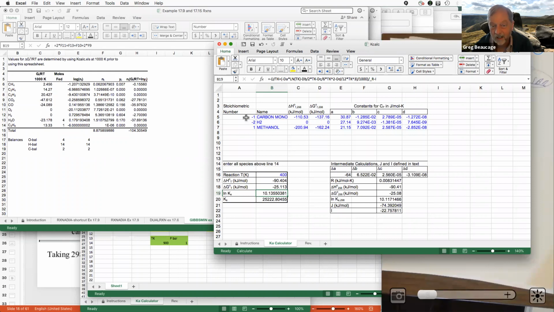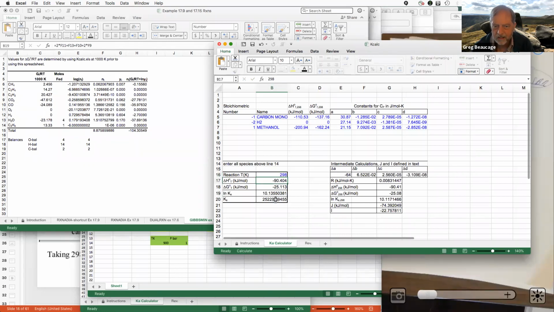So the reactants are negative, and the products are positive. This is making methanol from carbon monoxide. So you have two hydrogens to get the methanol, one carbon monoxide, and it produces one methanol. So that's the stoichiometric number. These numbers you get from the table, you plug in the temperature, and then it gives Ka. I think there's no minimization, right? 298. Let's see, is this supposed to be minimized?